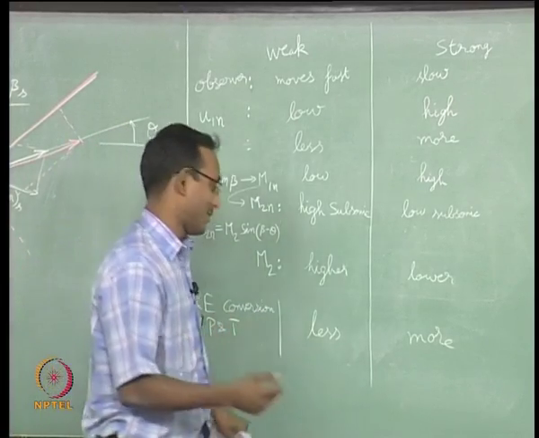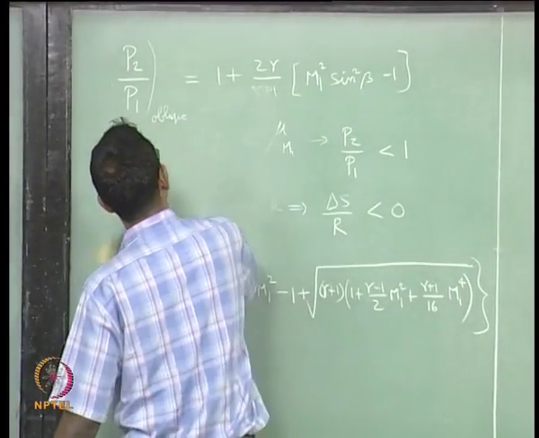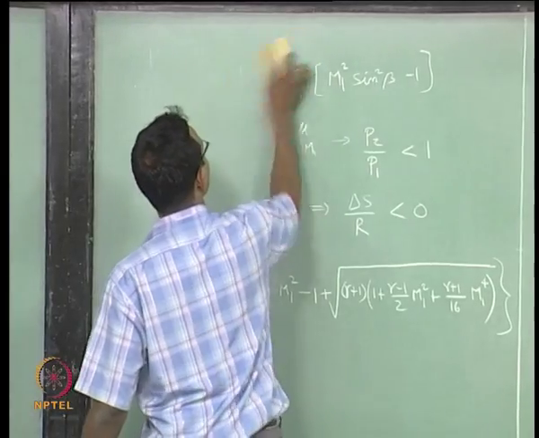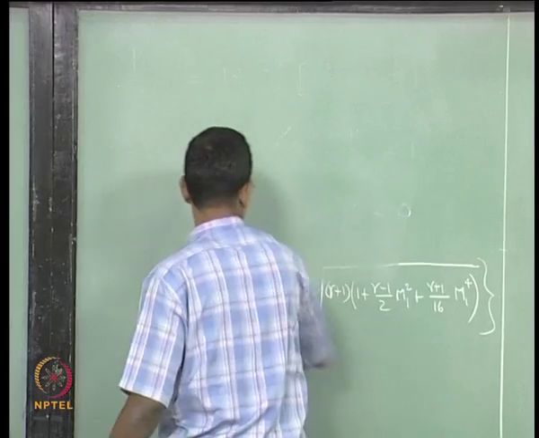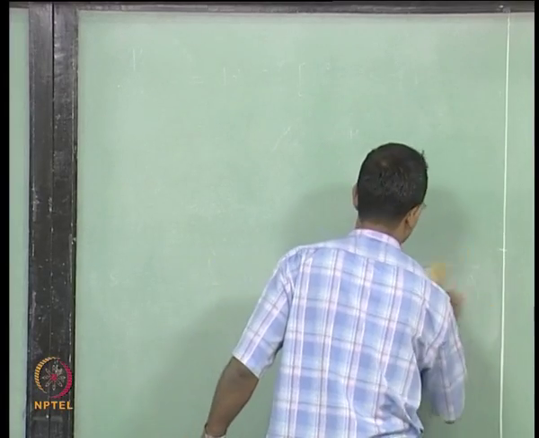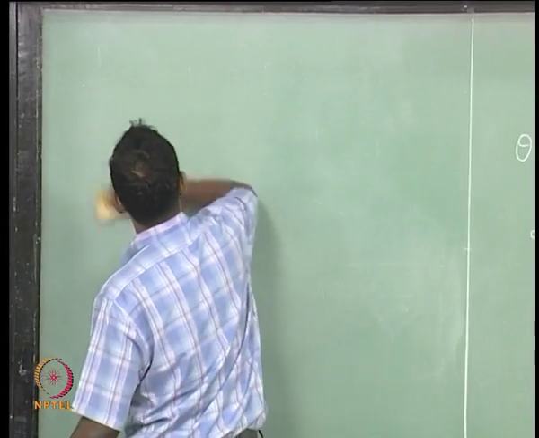Now I want to look at one thing which is very tricky in solving problems. What happens to P02 by P01? This is just across oblique shock. I am not anymore thinking about just strong shock and weak shock. This is for any oblique shock, could be strong or weak.